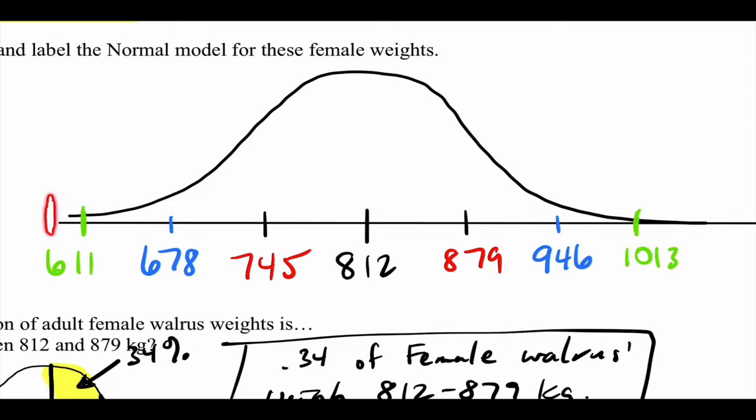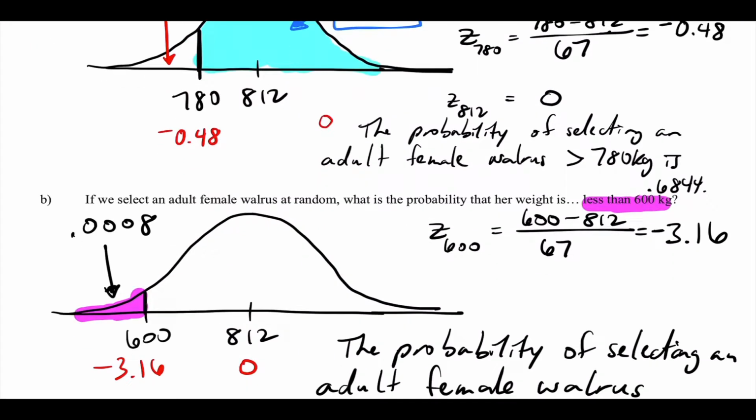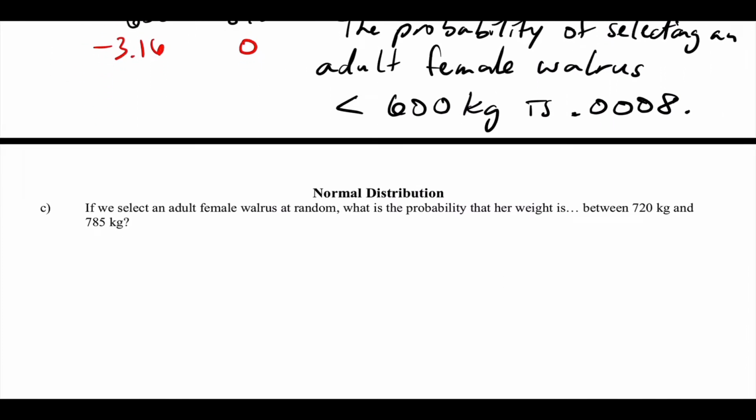Way out here, as you get farther and farther from the mean, what happens to the tails? They get very, very small, right? So anything out here is going to be super, super small. Okay? So that makes sense that it's going to be small.